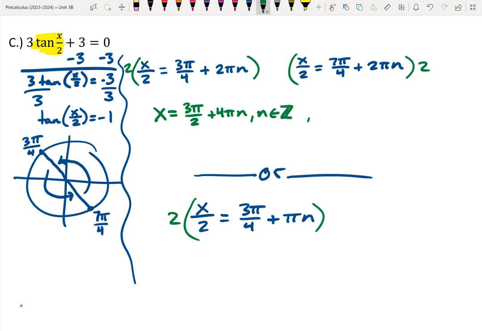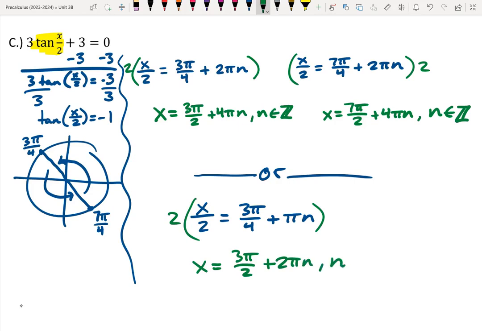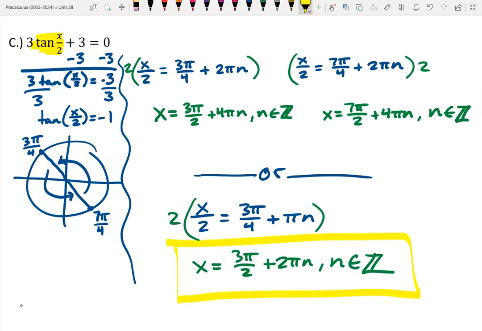And then x equals 7 pi over 2 plus 4 pi n, n is an integer. Or in a single equation, 3 pi over 2 plus 2 pi n, n is an integer. And one or the other, I like doing a single equation, so that's the one I'm going to box. I like that one, but both are correct and will give you the right answer.